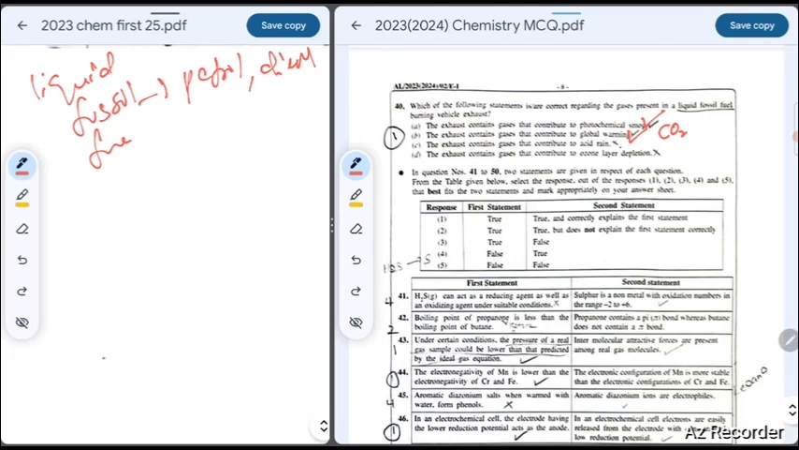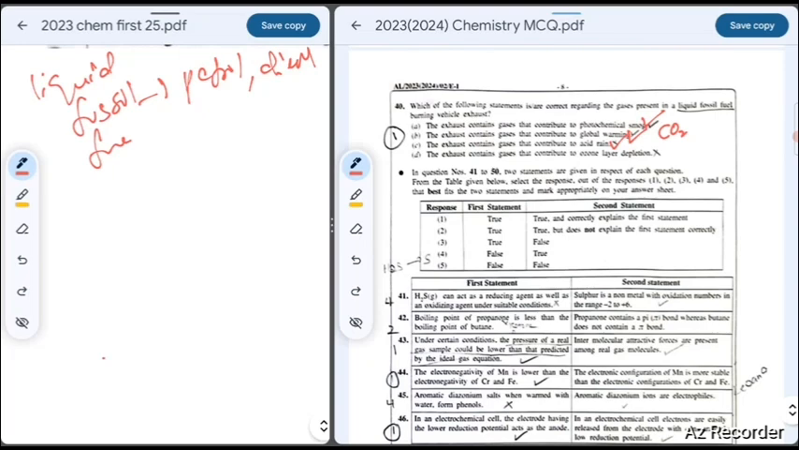Exhaust contains gases that contribute to acid rain. Yes, because there are some oxides of nitrogen which can be released, and these nitrogen oxides, when they are oxidized, will form NO2 and N2O5, and those will react with water and form nitric acid and form the acid rain. Therefore, the exhaust contains gases that contribute to acid rain. That is correct.